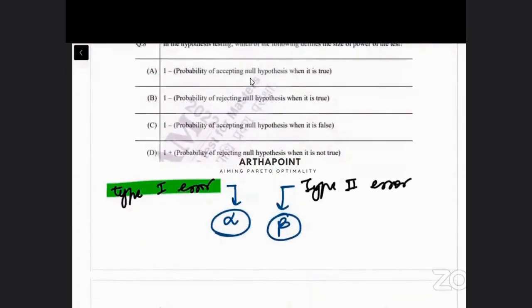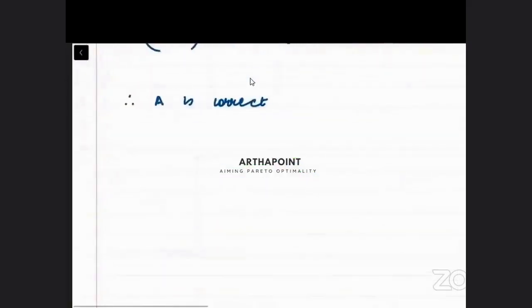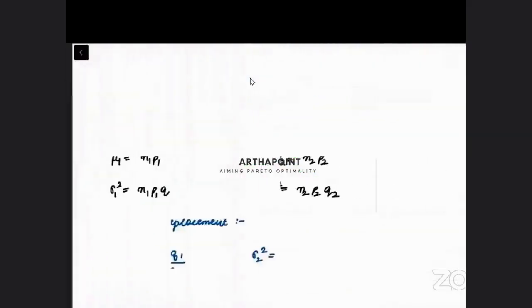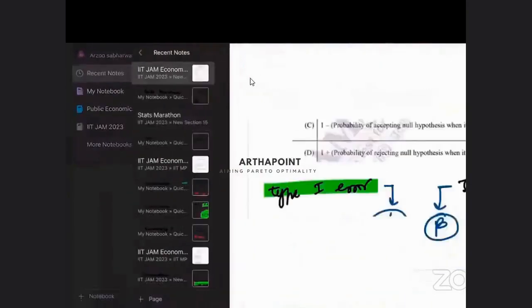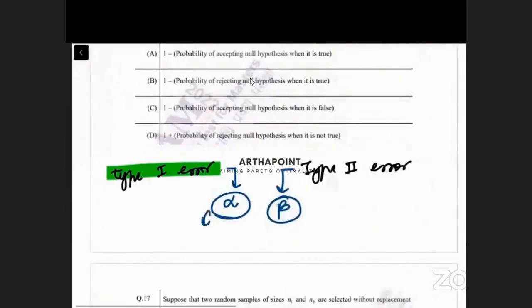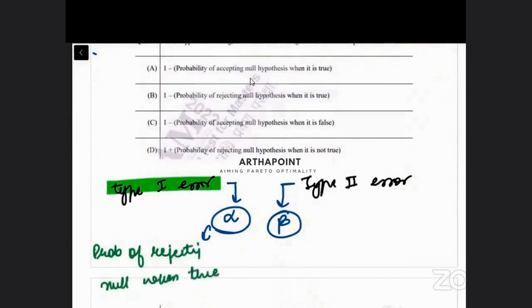So if I just go back and give you some brief about it, we have to understand that type 1 error is the probability of going ahead and rejecting null when true.